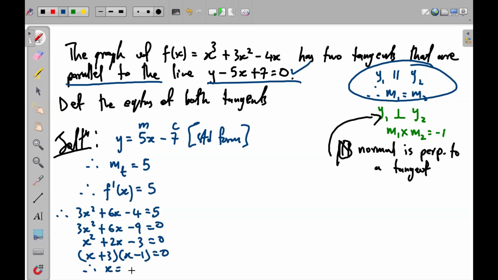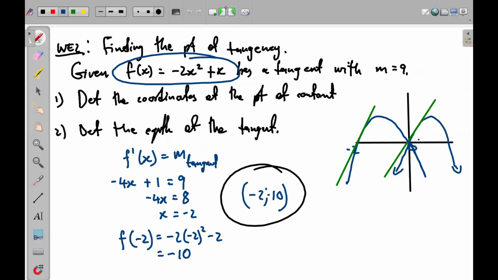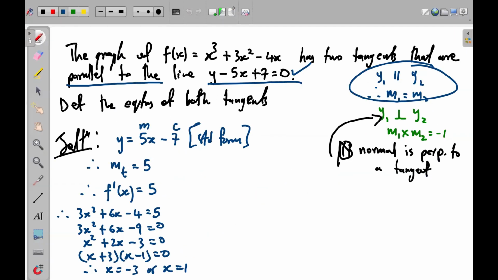Therefore, I have two options. x is a negative 3 or x is equal to 1. And what this should tell you is the one tangent touches the graph when x is a negative 3, and the other tangent touches the graph when x is equal to 1. So you are basically doing what we did previously here, but twice. Okay? So remember, we cannot find the equation of the tangent unless we know two things: the gradient and the point, the full coordinates, x and y, of the point of tangency.